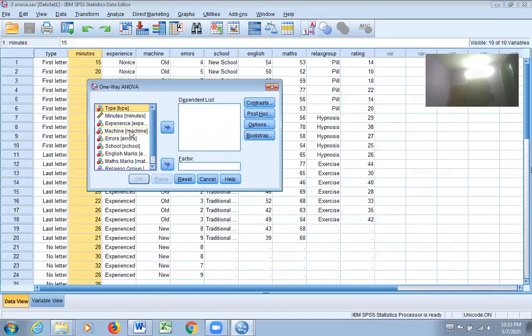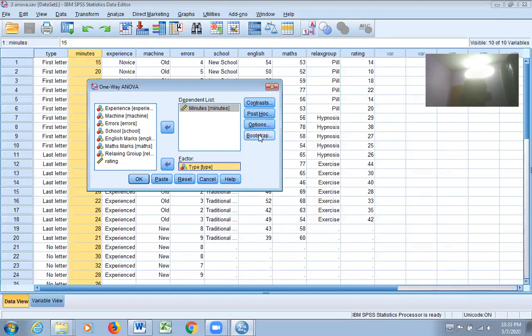Now I'll find minutes, the dependent variable. I send it to the dependent list. I select the type, that is, 3 groups or 3 levels of respondents. That is a factor, that is an independent variable. I'll send it to factor.